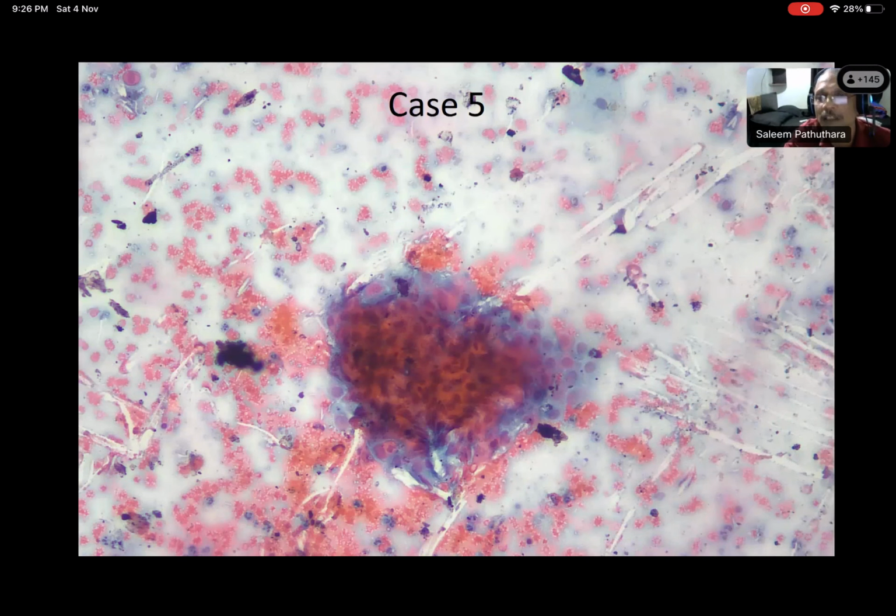This particular case actually came just one week back. This is an outside stain smear which came to us for a second opinion. So the outside report has gone as carcinoma. Okay. So do you really think this is carcinoma?